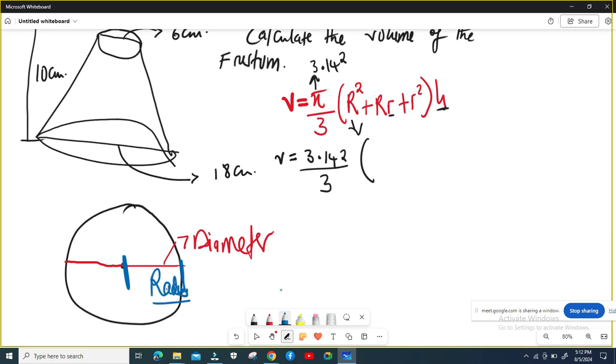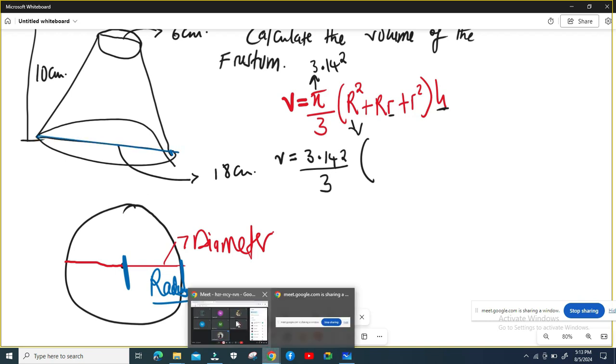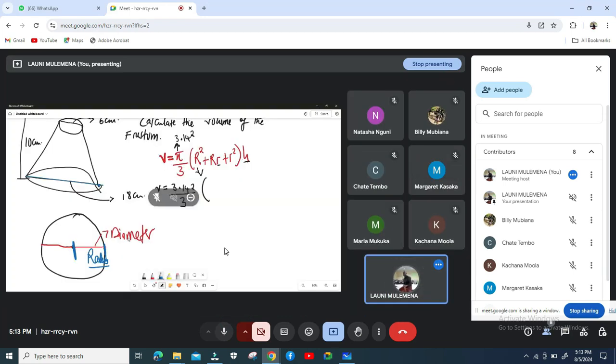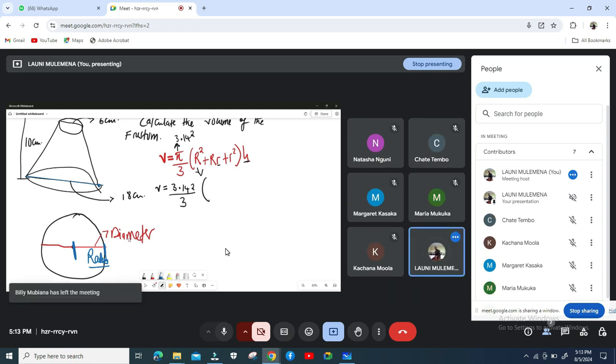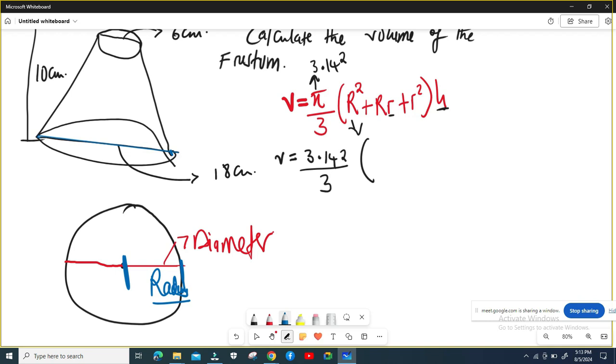Now what we need to acknowledge here is this. If you can see, I've written this line, and even in the exact question paper I shared via the group, they have said this is a diameter. So to have a radius, we ask ourselves: what is half of 18 centimeters? Half of 18 is 9. So I'll write 9.